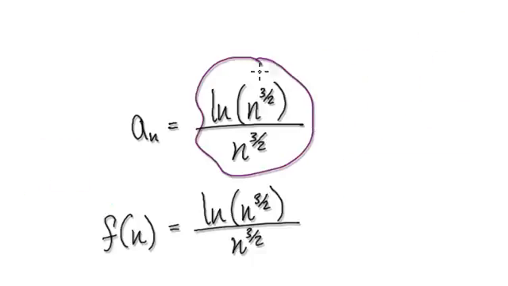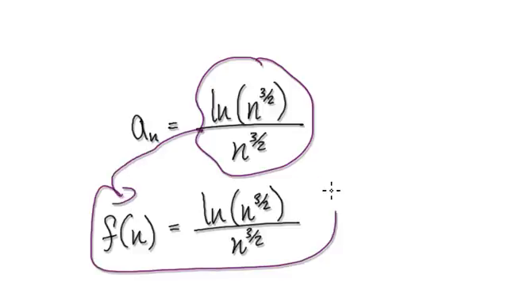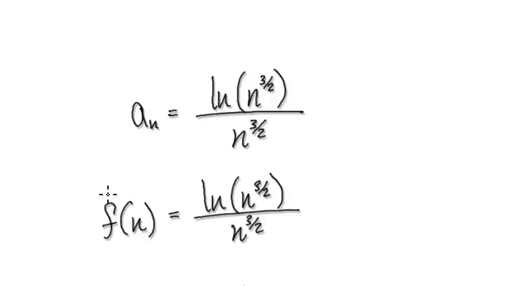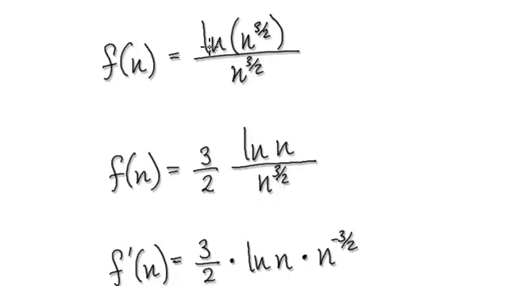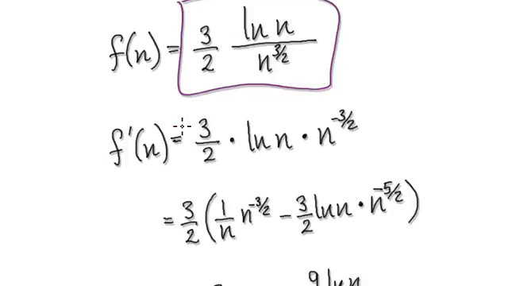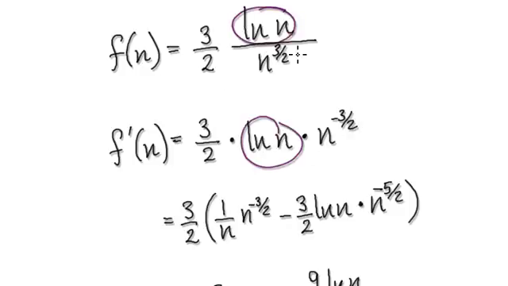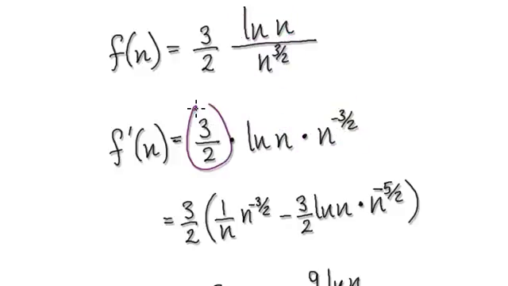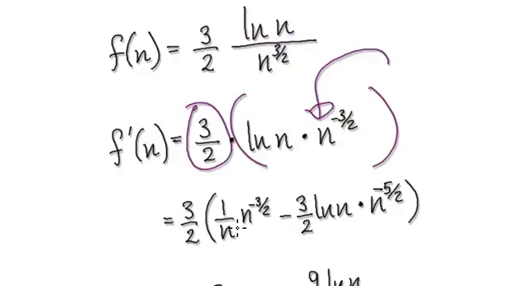Well, first turn our sequence into a function. So this is our function, and then differentiate it. First, let's just rewrite this. When you natural log something to the power of another thing, this power can come down. So that's this bit here, and now differentiate this. Use whichever method you want. I'm just going to write it as one thing multiplied by another thing, so I can use the product rule. So let's concentrate on differentiating this.